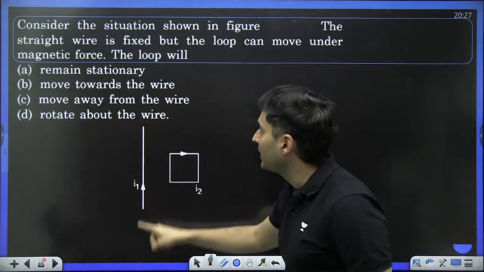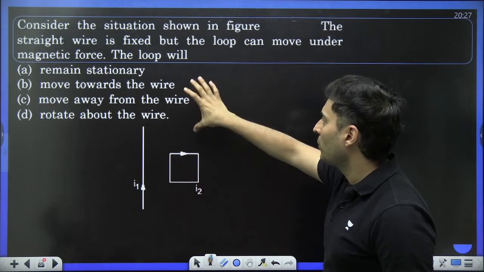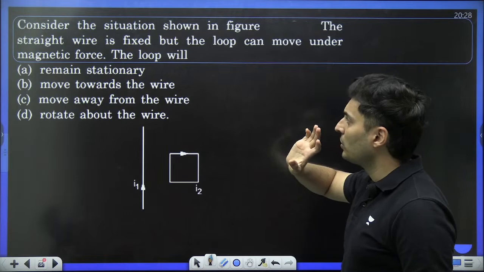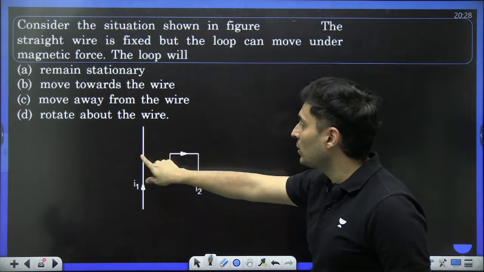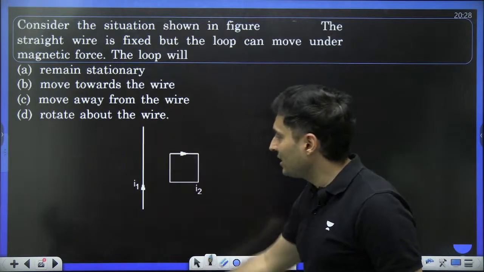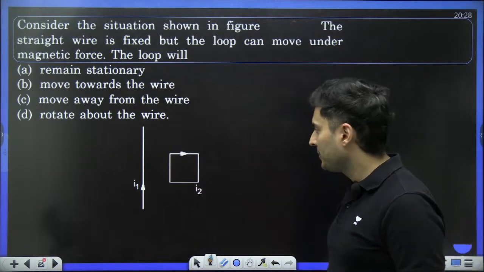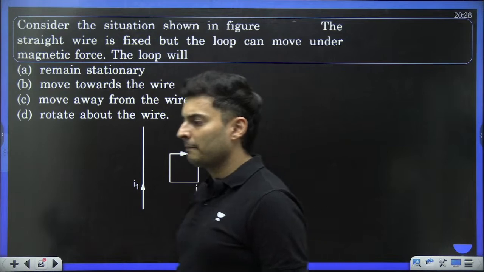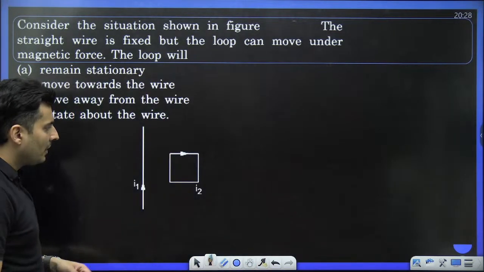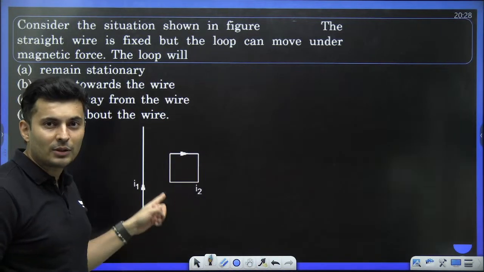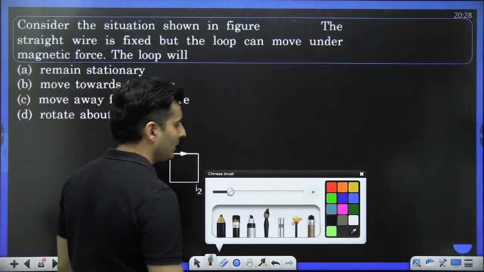Straight wire is fixed, but the loop can move. It can go up, down, rotate, whatever it wants to do. What do you think it will do because of this person's current's field? Think logically. Observe. I think you have to consider each part of that loop.